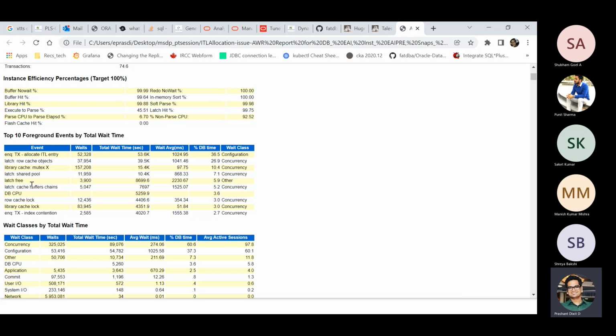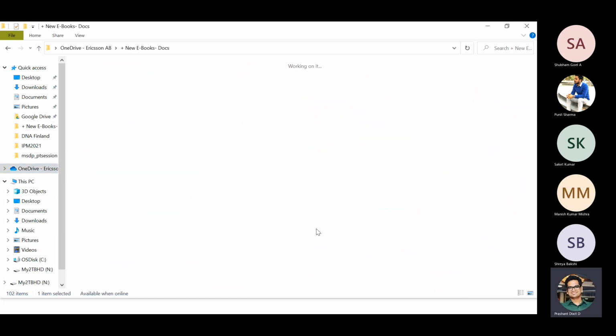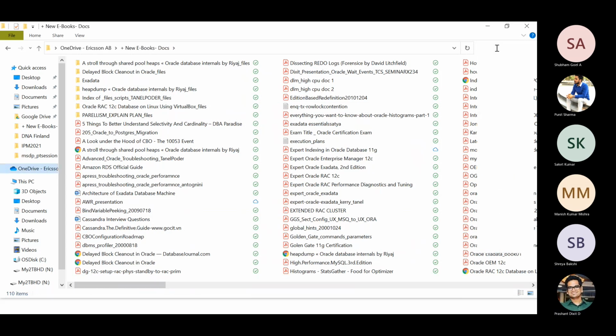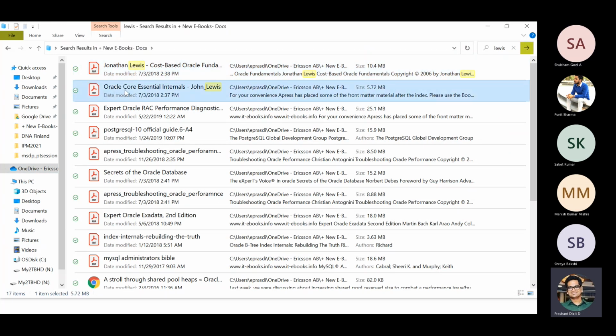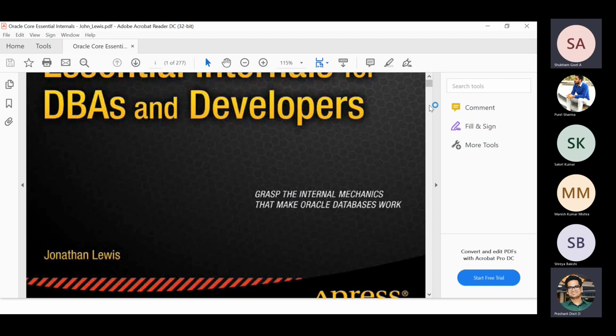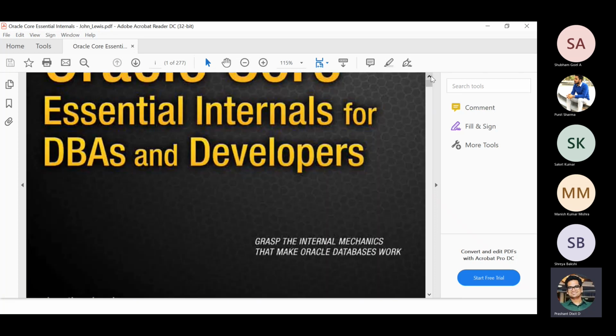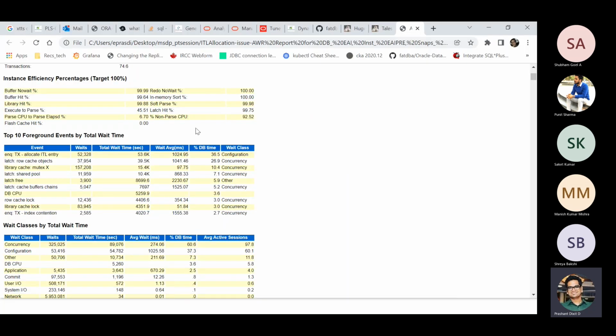And also there is another book, what was the name? Oracle Core Internals. Right. This book is called Cost Based Oracle Fundamentals, and this other book is called Oracle Core Essential Internals by Jonathan Lewis. And so far, he's the best if you talk about Oracle database performance tuning, advanced level of performance tuning, and the deep dive internals of the database. So this book, Oracle Core Essential Internals for DBAs and Developers, will help you understand these things in detail.